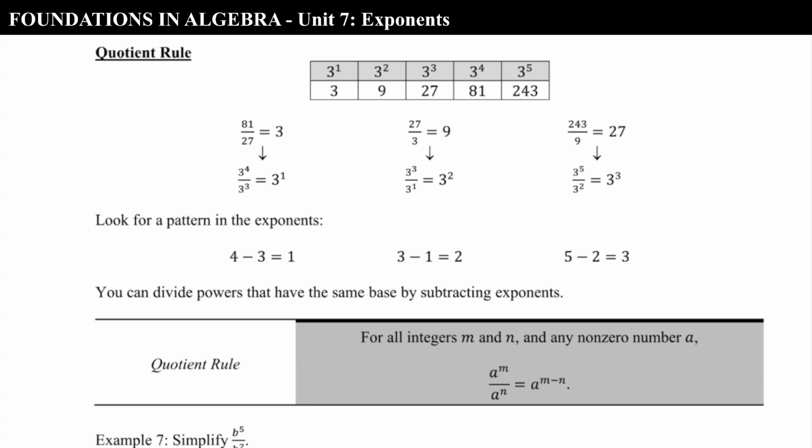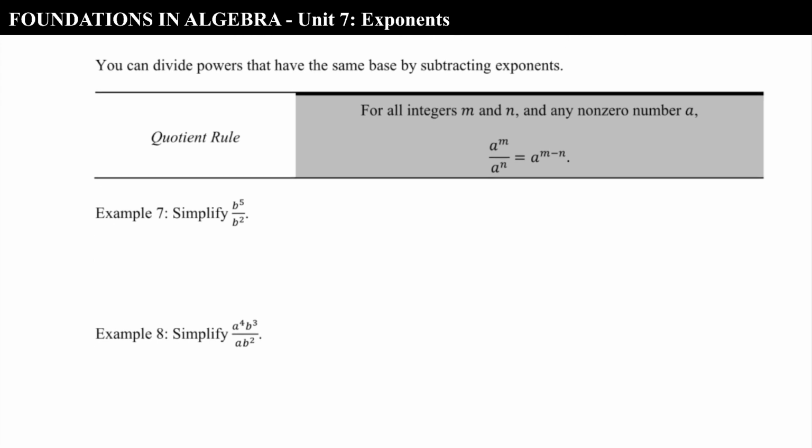So here we've shown that you can divide powers that have the same base by subtracting exponents, which makes sense. If we're multiplying things with the same base, we're adding. If we're dividing things with the same base, we're subtracting. They kind of go hand in hand. And that's our quotient rule. For all integers m and n, any non-zero number a, a to the m divided by a to the n is a to the m minus n.